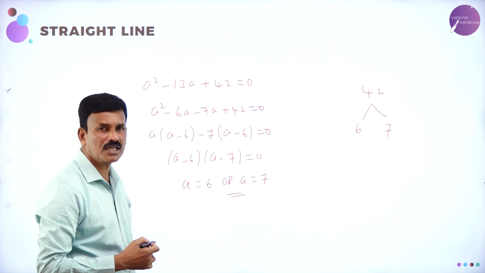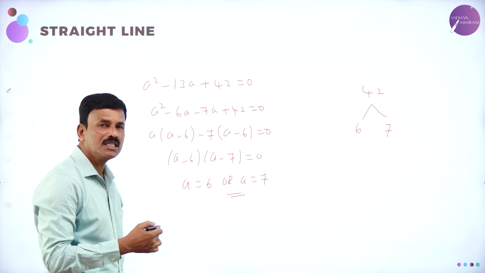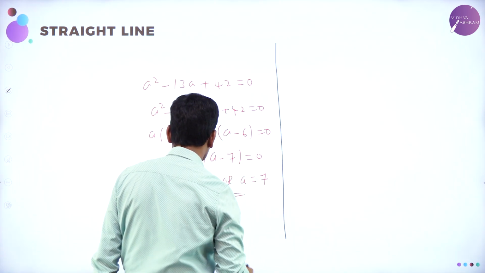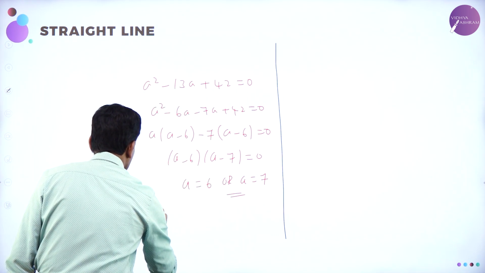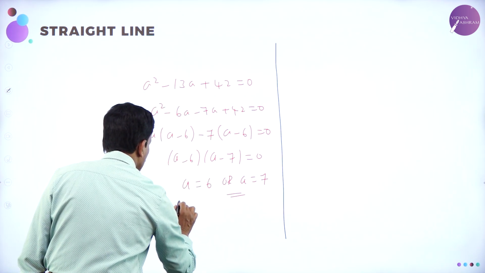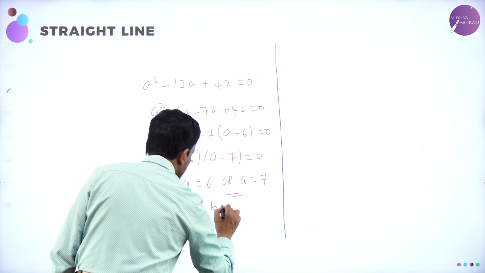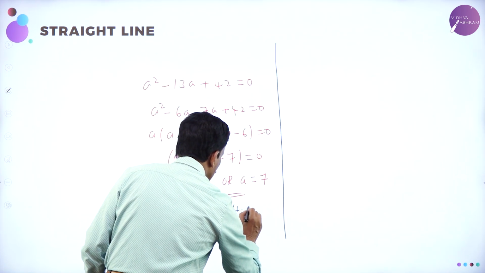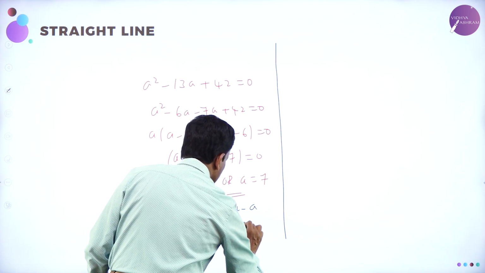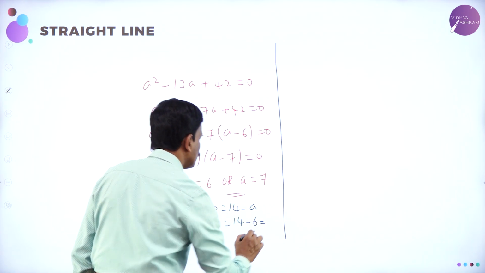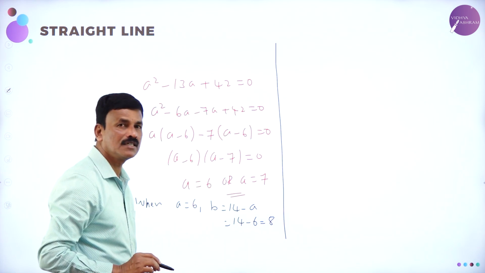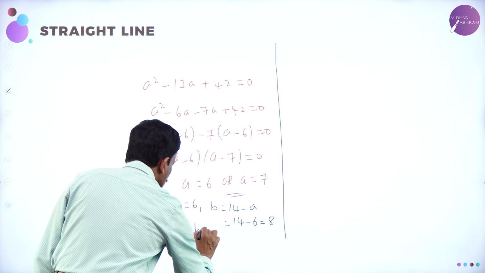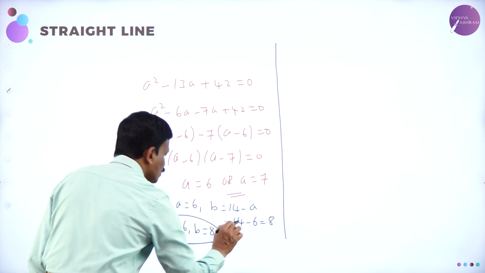So, if you solve this quadratic equation, you will get the factors as A is equal to 6 and A is equal to 7. When A is equal to 6, what is B? B is equal to 14 minus A. 14 minus 6 is 8. So, when A is equal to 6, B is equal to 8, first value.